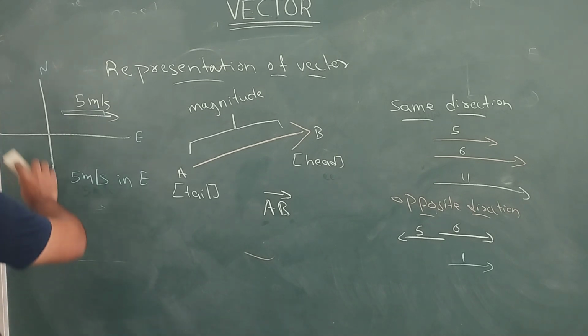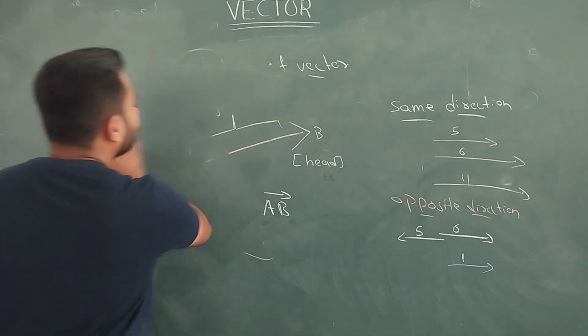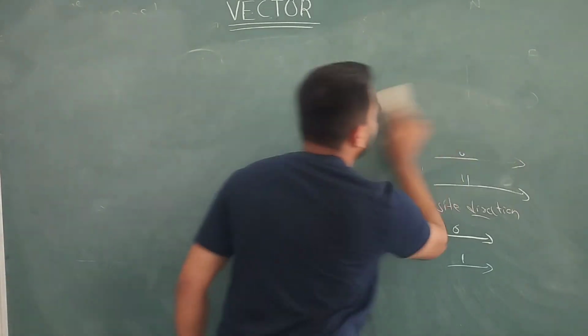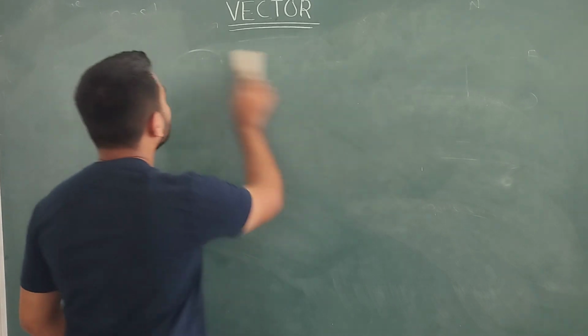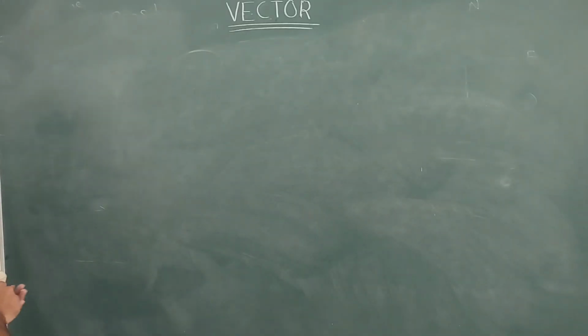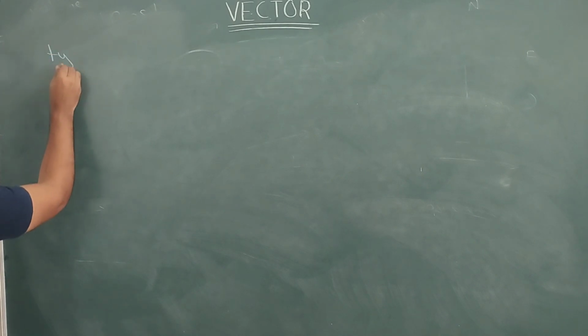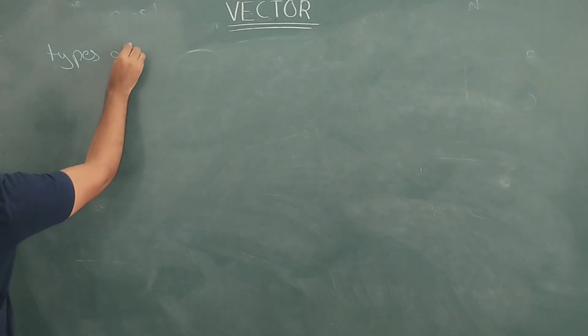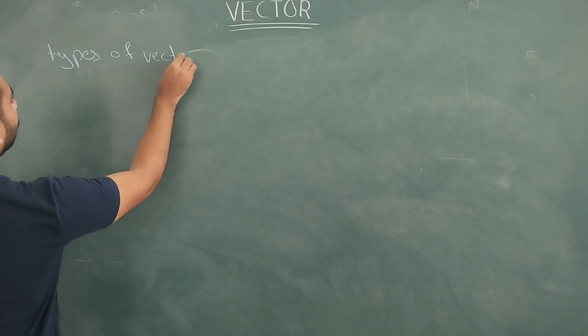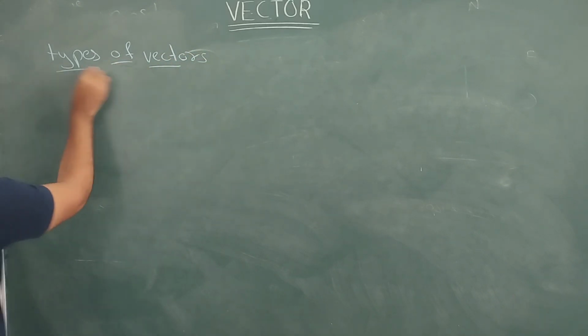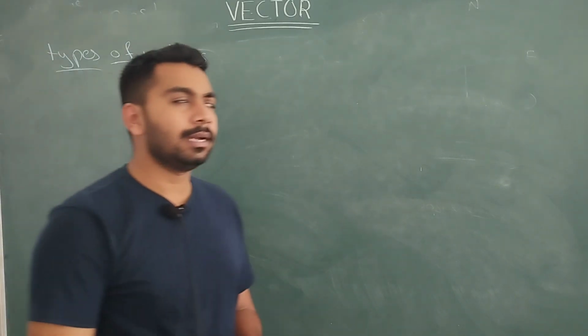Okay, now let us discuss the types of vectors. This is very important, because once you know this well, then everything will be good. There are basically many types of vectors. We will discuss them one by one.